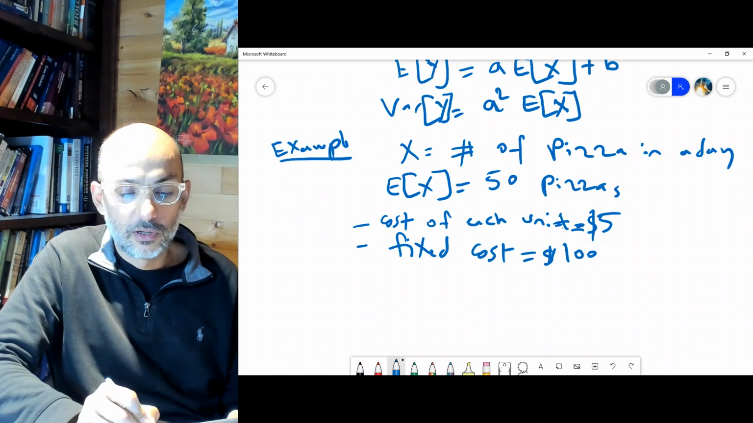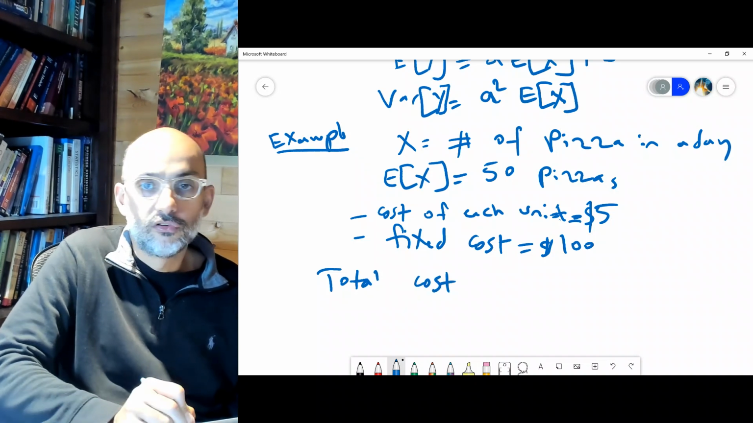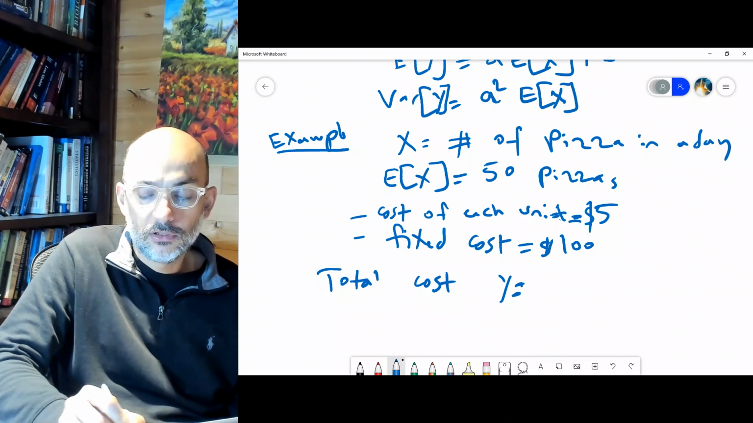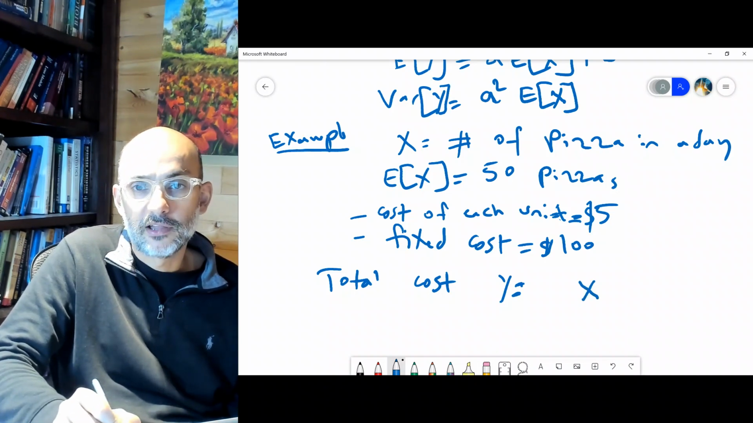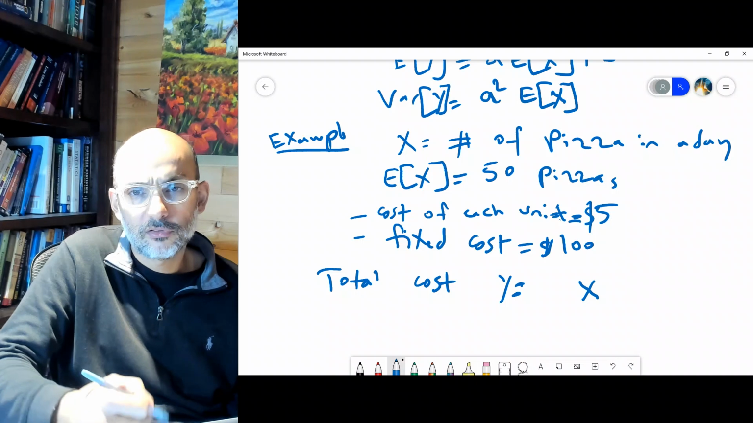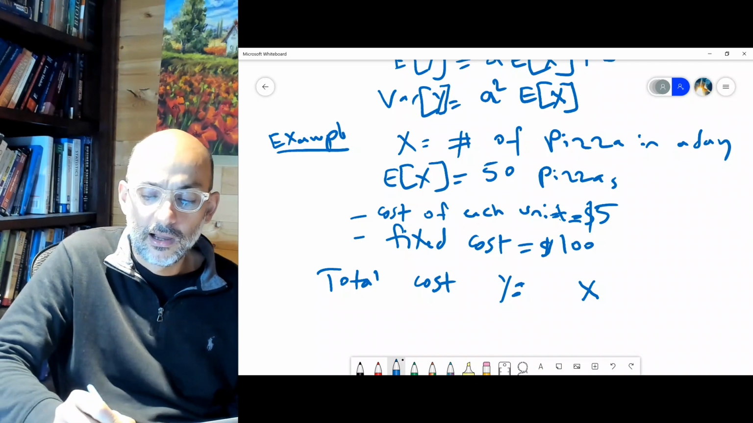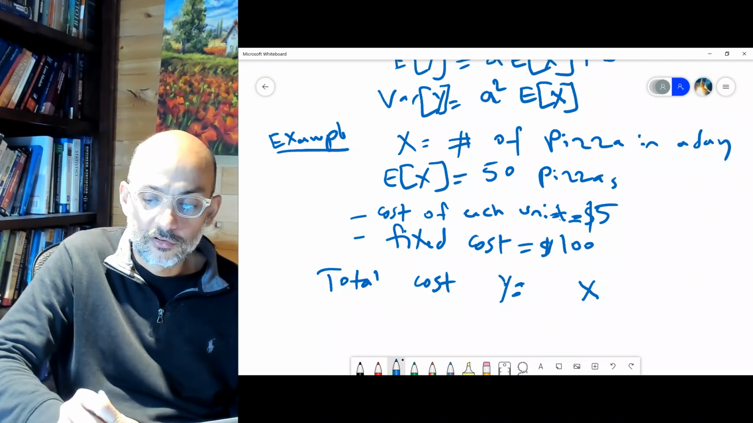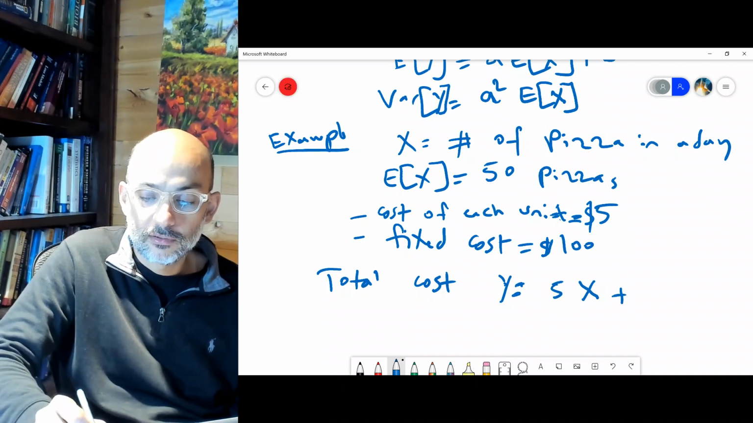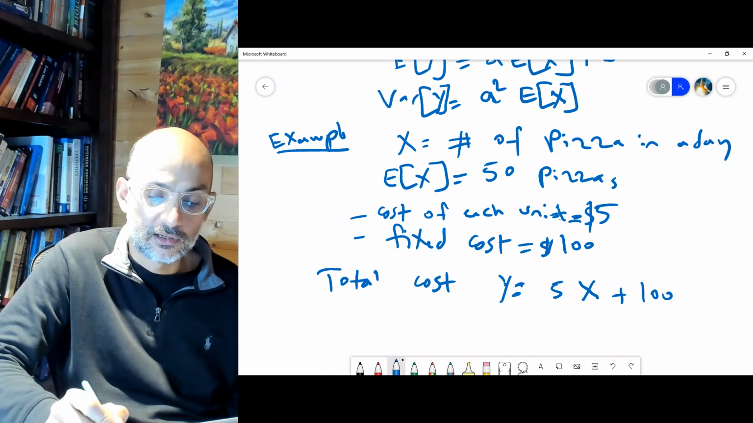Now, based on this, we can define the total cost of operations. Let's define it to be Y. And you can define Y based on how many units they sell, which is a random variable. X, we know the average of X, but how many units they produce is a random variable. It can be 50, the average, but it doesn't have to be 50. It can be 49, any number. But because we're talking about the cost, it's the cost per unit, which is $5 multiplied by X, and you add to it 100. This is the total cost every day, a function of X.